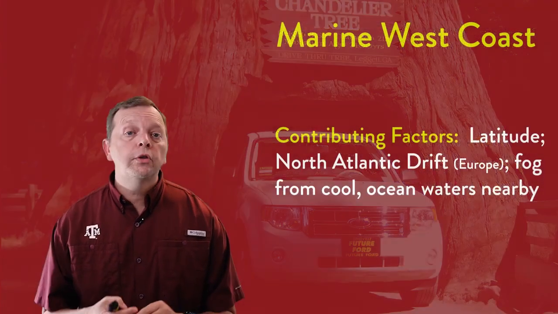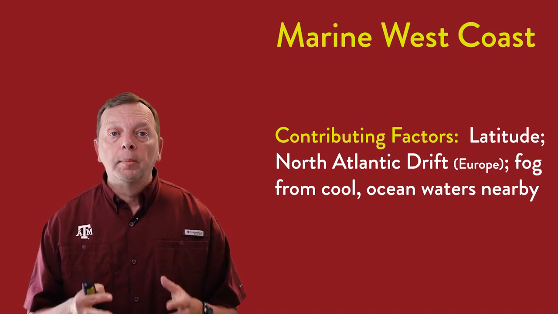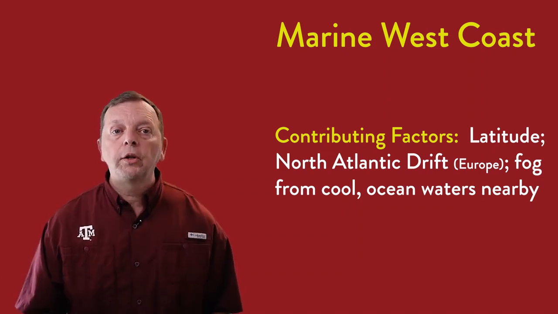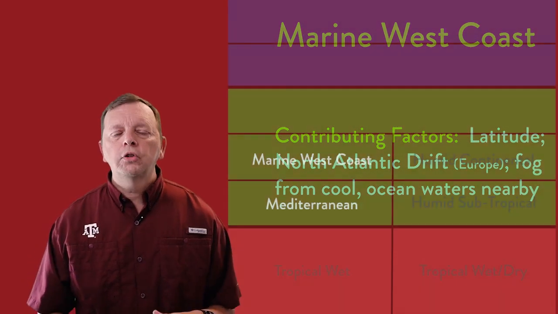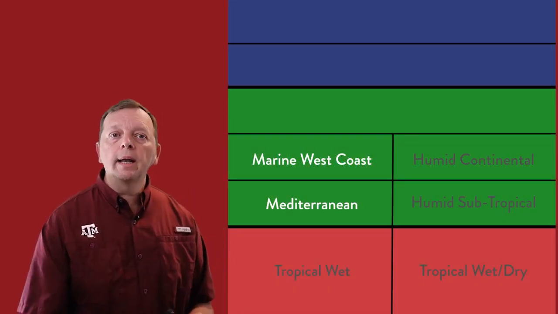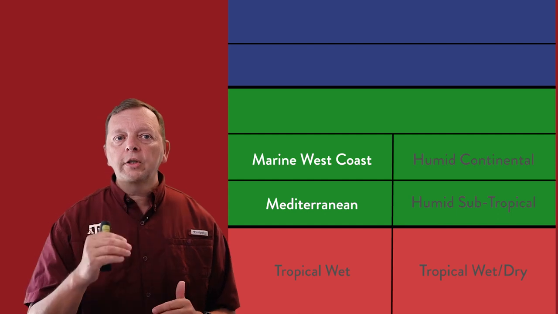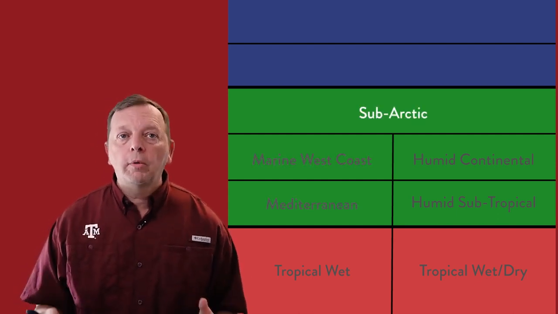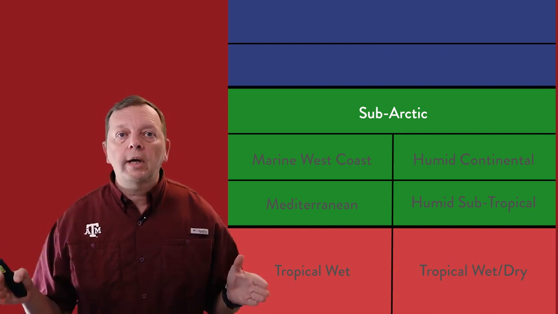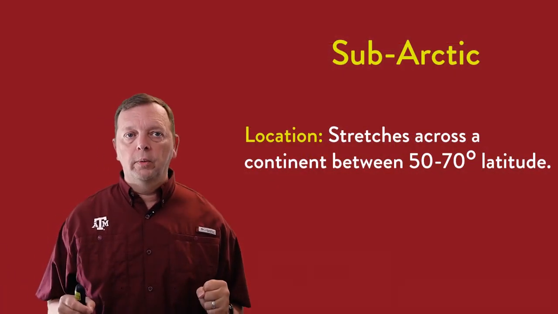Now, as usual, latitude is a contributing factor to creating the marine West Coast climate, but the North Atlantic Drift also helps bring the marine West Coast climate to northwestern Europe. So our West Coast climates are the Mediterranean and the marine West Coast climates. Our last temperate climate is the subarctic climate. Now, a subarctic climate will stretch across the entire continent between 50 and 70 degrees latitude.